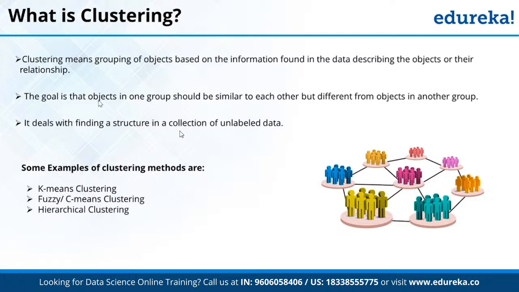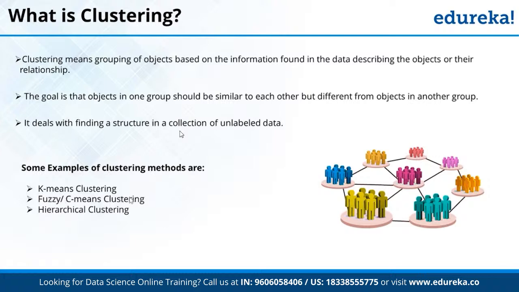The goal is that objects in one group should be similar to each other but different from objects in another group. That is what I mentioned, right? It deals with finding a structure in a collection of unlabeled data. These are some of the techniques. K-means clustering, which is highly used. If you know a tool like Tableau, it's a reporting tool. It also has a feature to cluster the data, and that also runs K-means at the backend. So K-means is highly used.